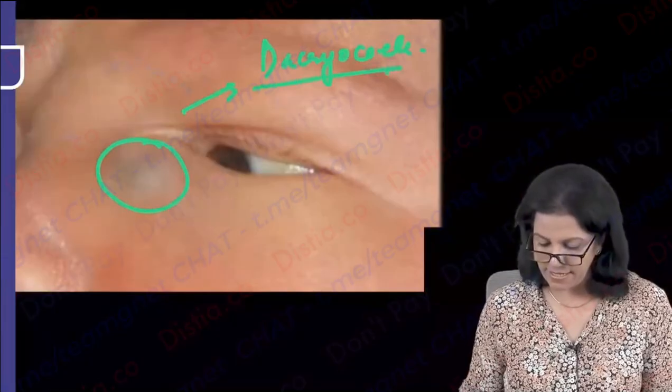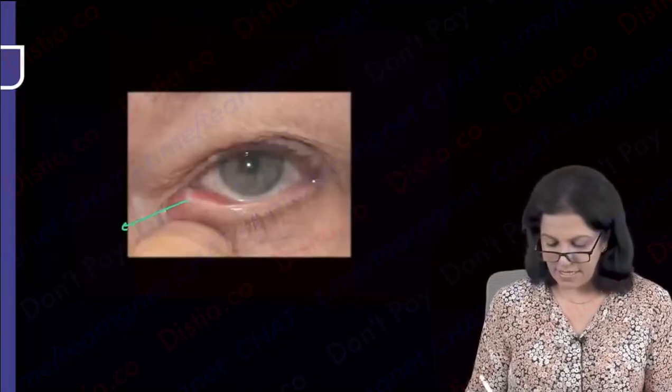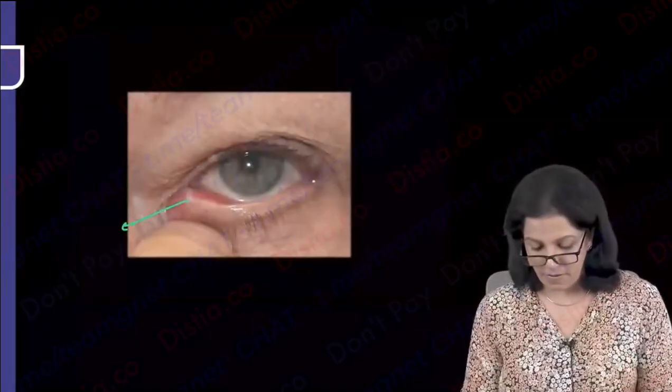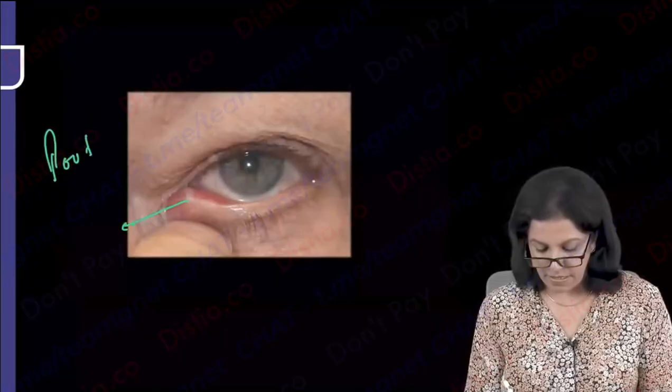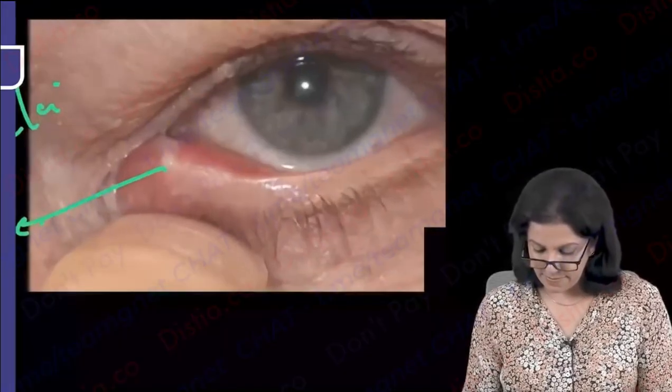Congenital dacryocele. So this is the pouting of the puncta. So if you see, the punctum is not even visible, you can't even see the dot, that opening, because of the inflammation. So this is what is pouting of the puncta. You see it in canaliculitis.